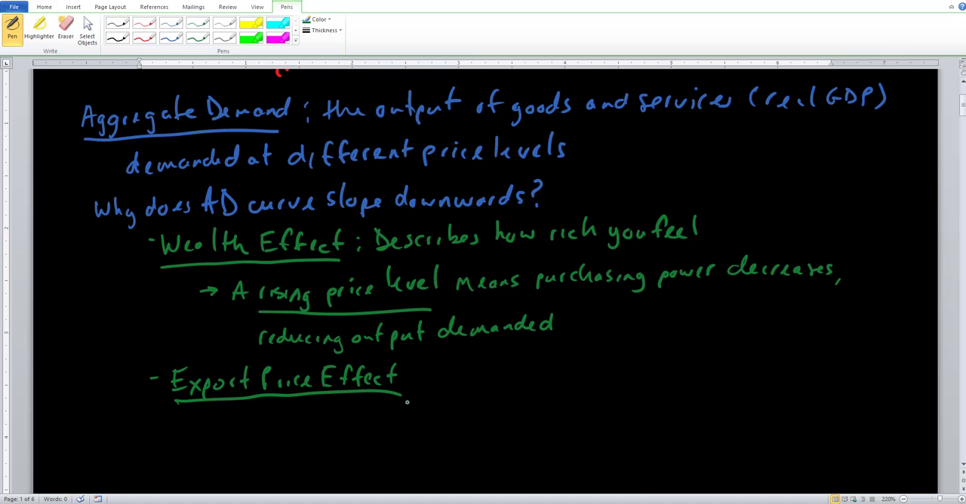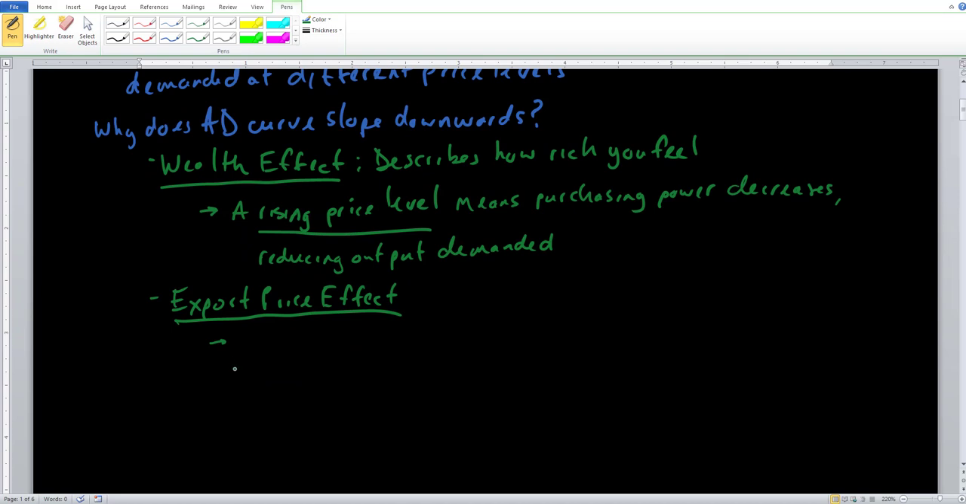So here, the export price effect just tells us exactly what happens to US competitiveness when our price level rises. Do foreigners want to buy more of our goods, or do foreigners want to buy fewer of our goods? So once again, start off with a rising price level. Suppose that when US price levels increase, there's some type of inflation happening within the economy first.